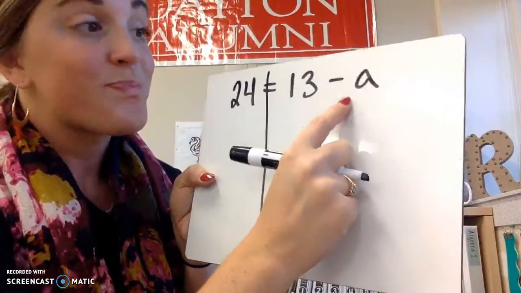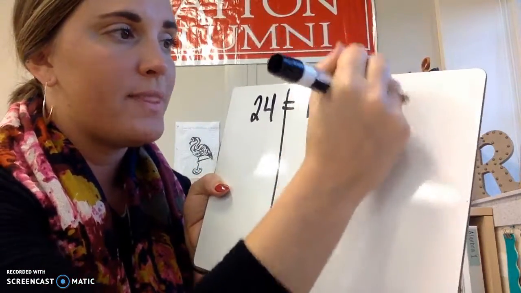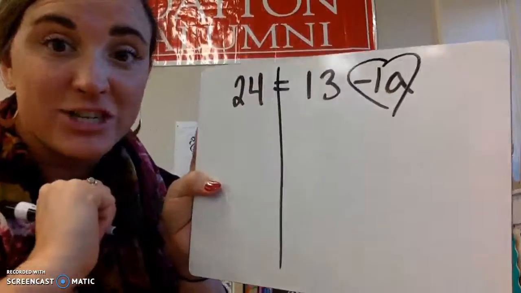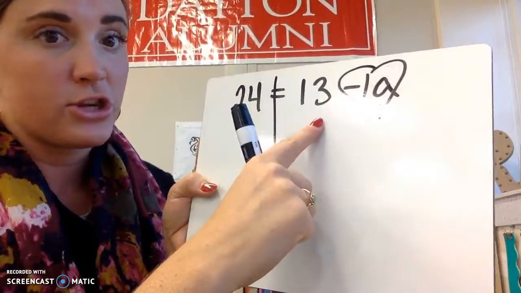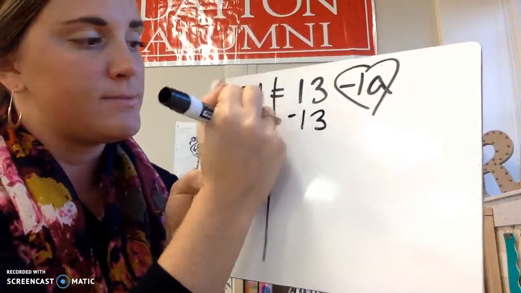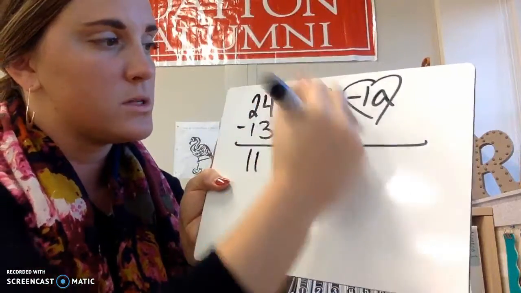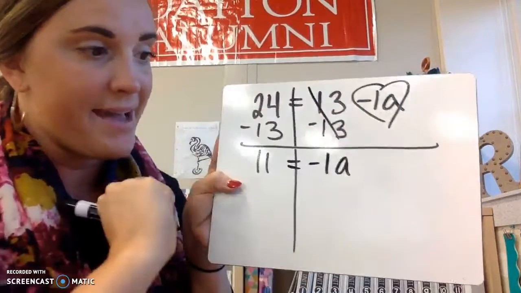So A, what's in front of it? There's a subtraction sign, add a 1. So in this case, -1 is your date. 13 is your third wheel. 24 is home. So it's a positive 13, so you're going to subtract 13 on each side, and you're going to get 11 equals -1 times A.